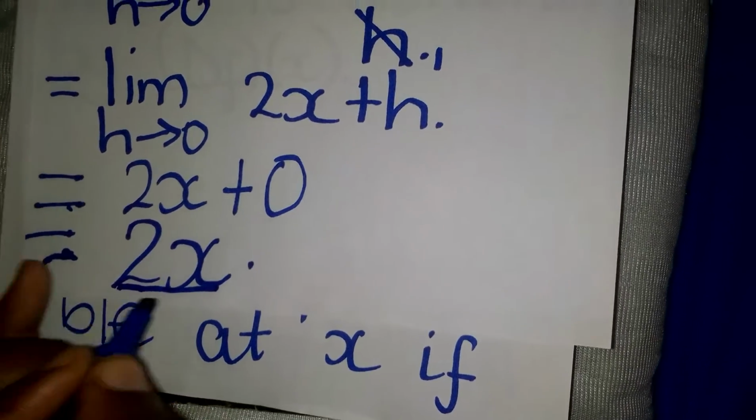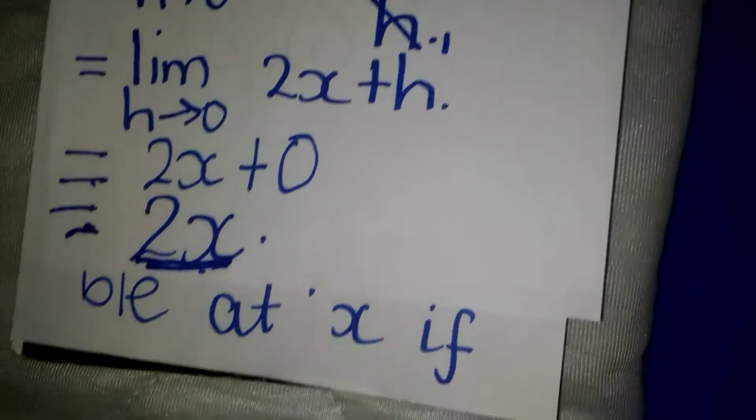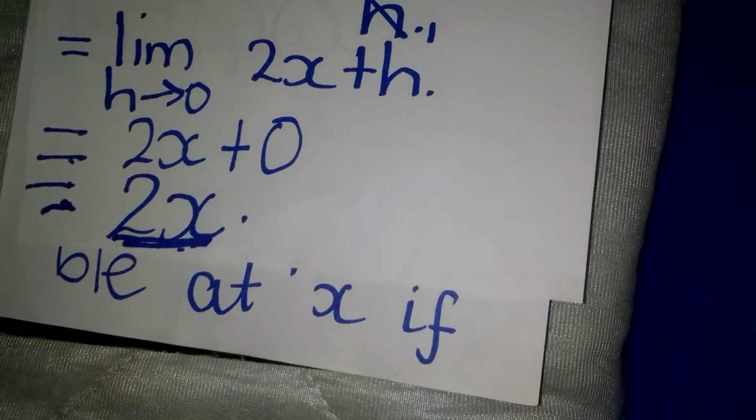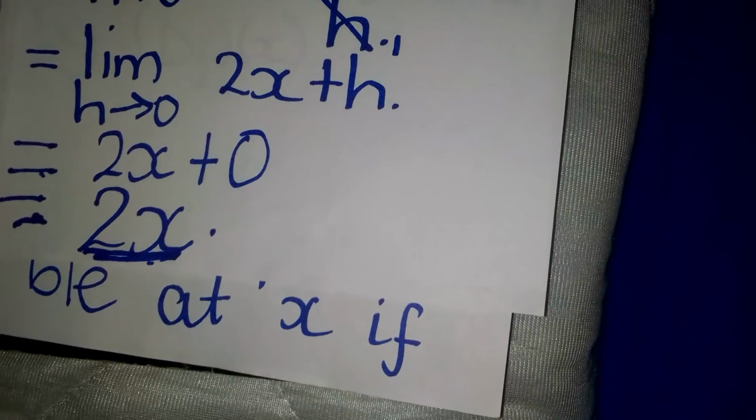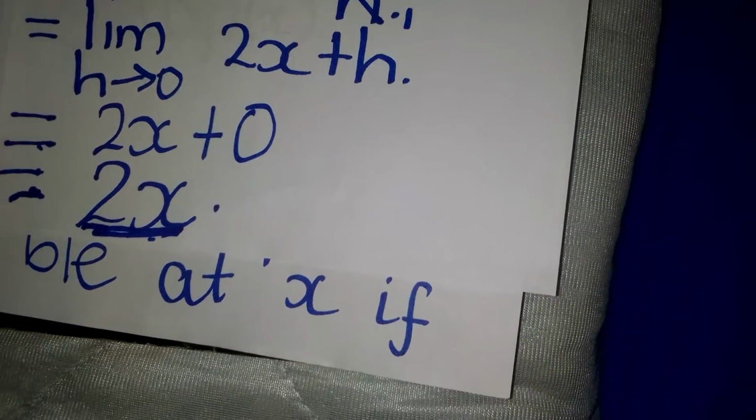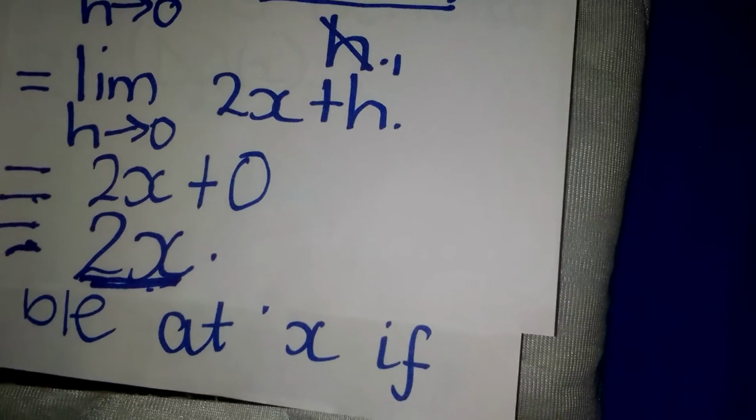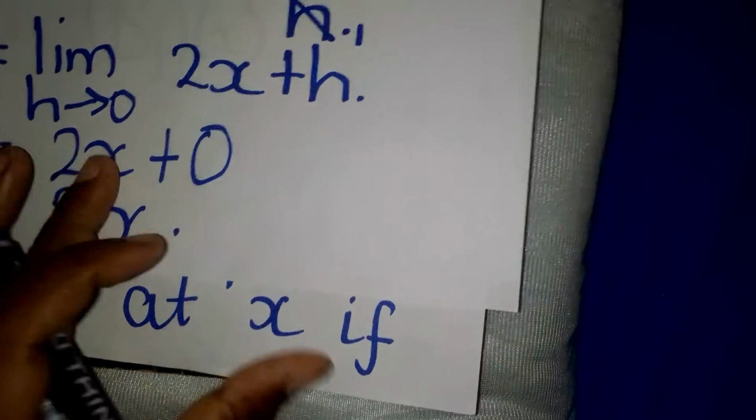So this is our limit of f of x plus h minus f of x all over h as h tends to 0. We can simply see that it exists. If it exists, then the function is differentiable at x, and this is our df of x, our derivative.